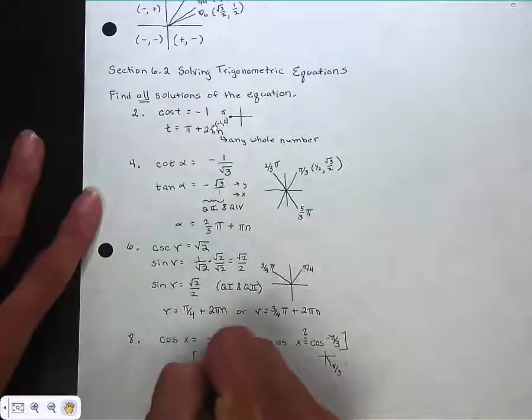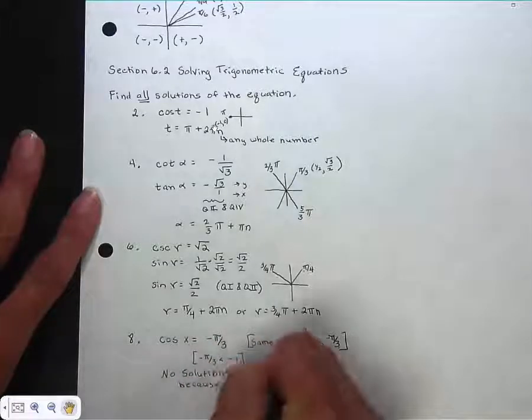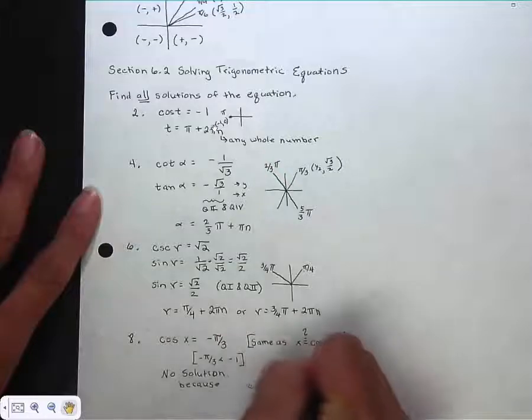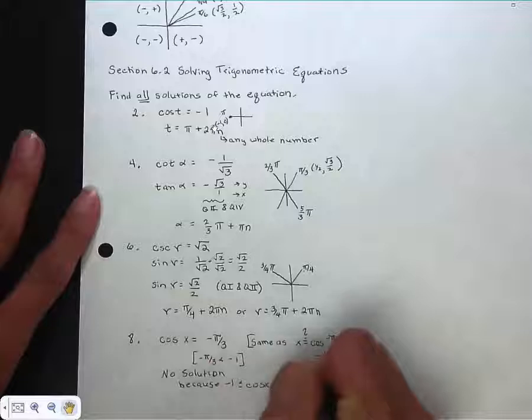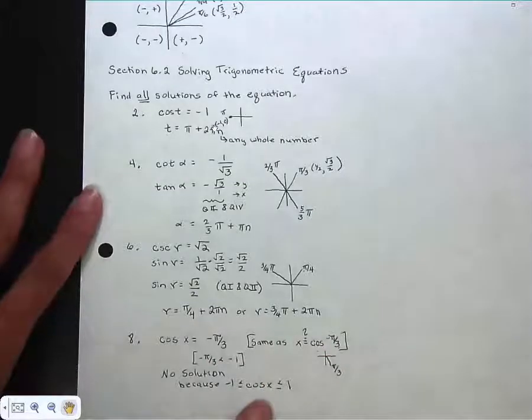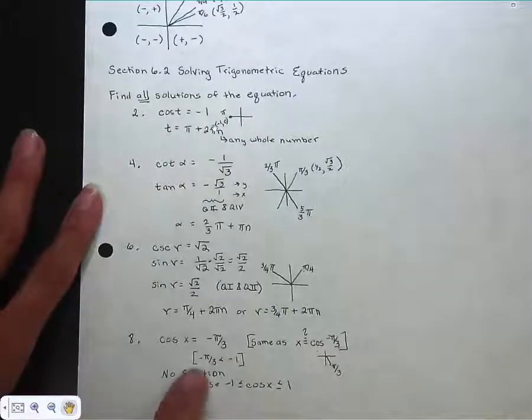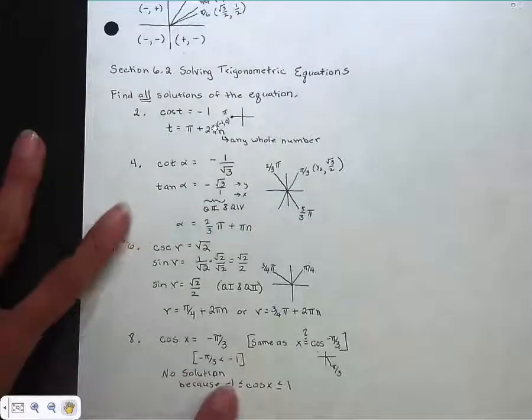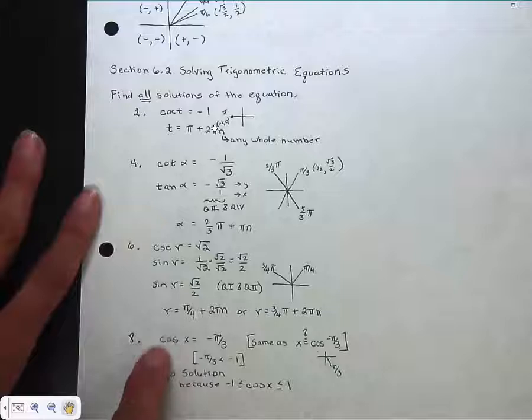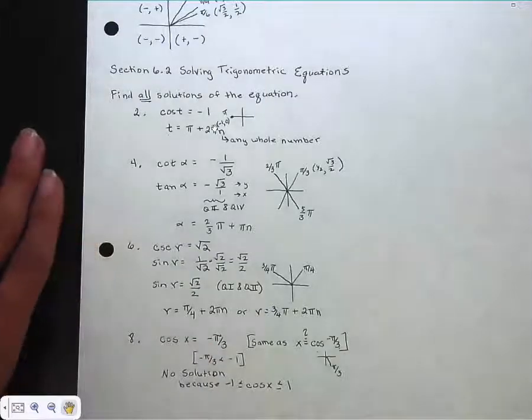because cosine of x is always between negative 1 and 1. It's never less than negative 1. Negative 1 is the smallest thing cosine can be. So there is no angle whose cosine is negative pi over 3.